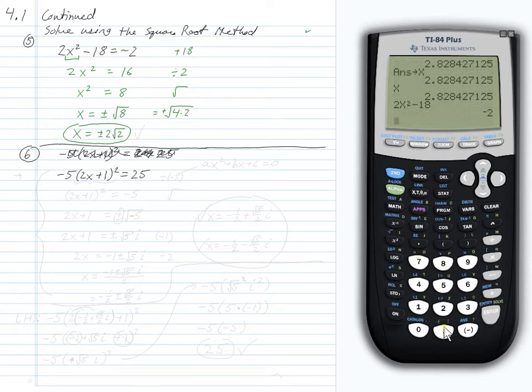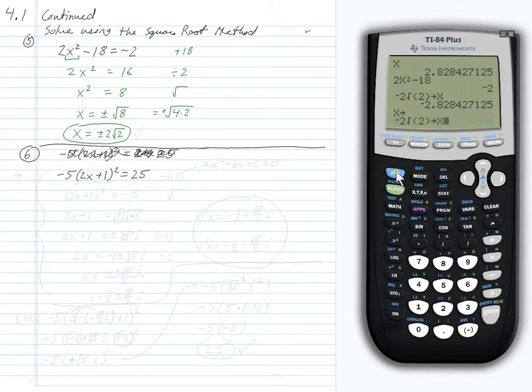Now I'll do the negative version of the solution, negative 2 square root of 2, and I'll store that, overwriting the x value. So now I can just bring back that entry where I said 2x squared minus 18. This time it's going to use the new value for x, which also yields negative 2. So both of these work, and we have found all of our solutions.